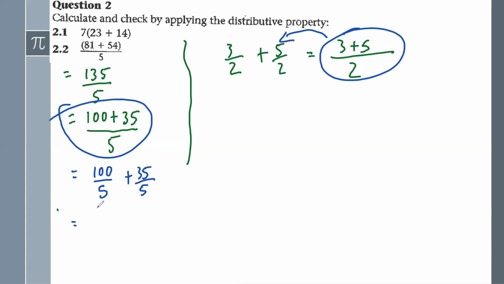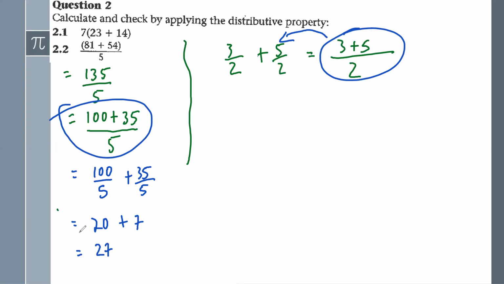Now, everyone must know what 100 divided by 5 is. 2, 4, 6, 8, 10, right? So that must be a 20. And you must know multiples of what? Of 5. So everyone must know it. Like if you count in 5s, how many times do you have to count in 5s to get to 35? Of course, that is 7 times. So that means the answer to this whole thing is actually a what?